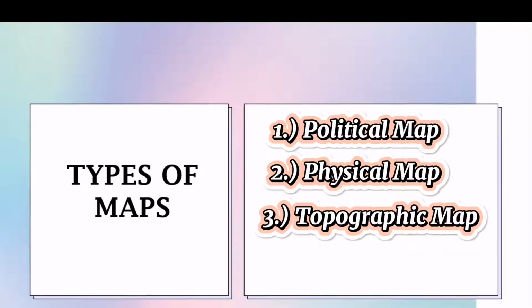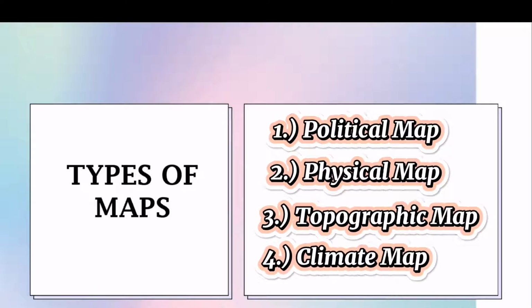Topographic maps are similar to physical maps, which show the physical features of an area. Number 4 is climate map. Climate maps show the information about the climate of different areas. For example, it shows areas which receive more rainfall or snow, or which have dry weather.